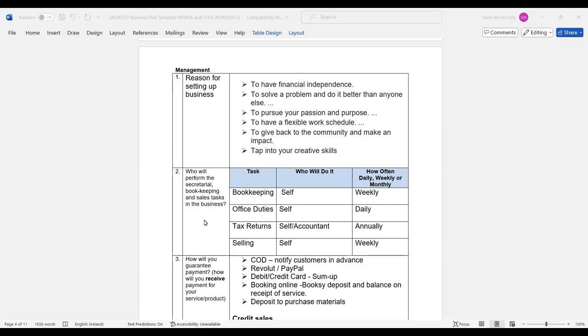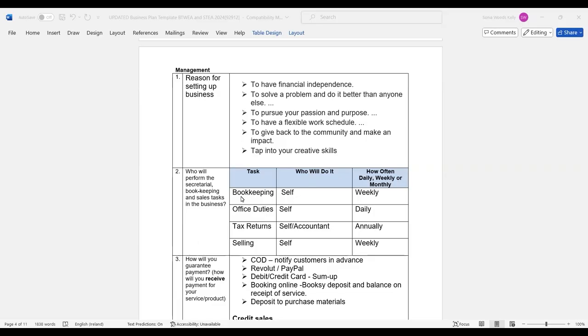The next section here is asking who will perform the day-to-day office, bookkeeping, and sales tasks in your business. It's not unusual for a startup business, especially in the infancy stages, for the owners to look after all or most of these tasks themselves. But it's just something you need to think about before you embark on your business: what tasks need to be completed, how often, and when are you going to complete them.